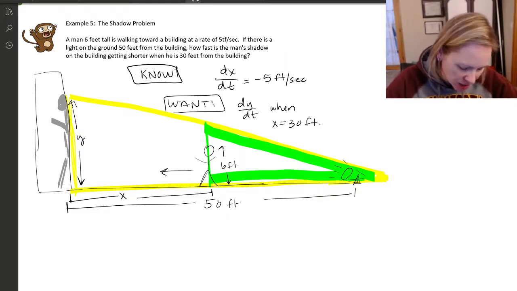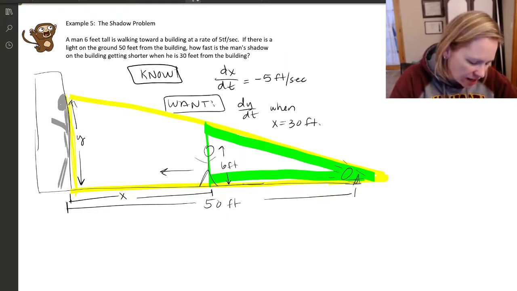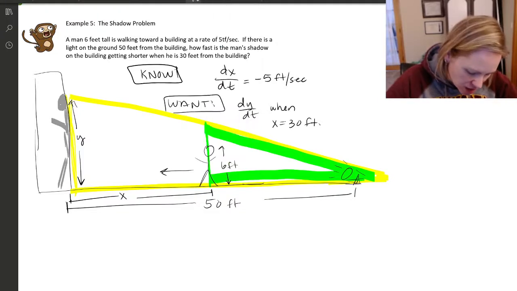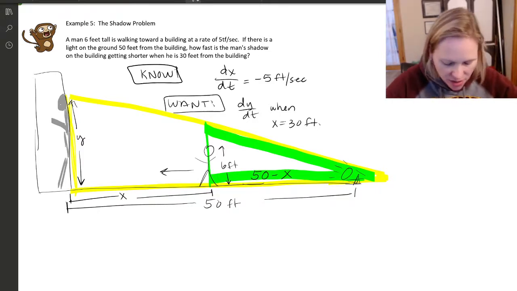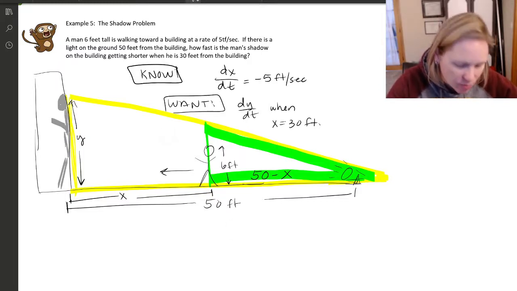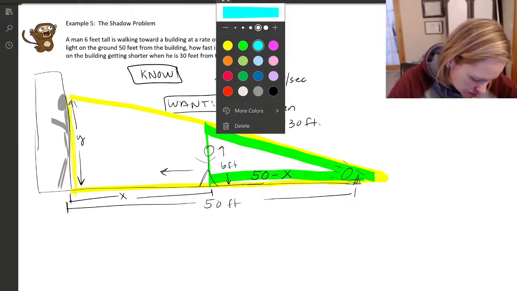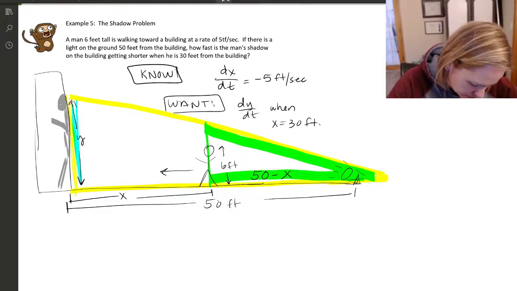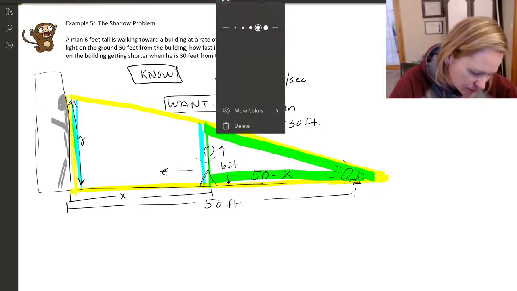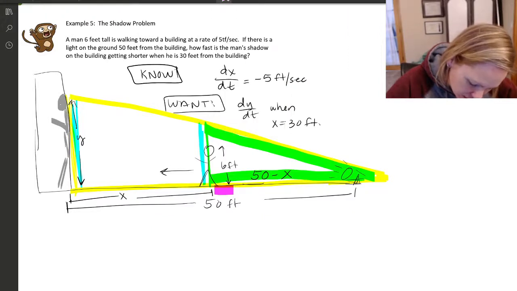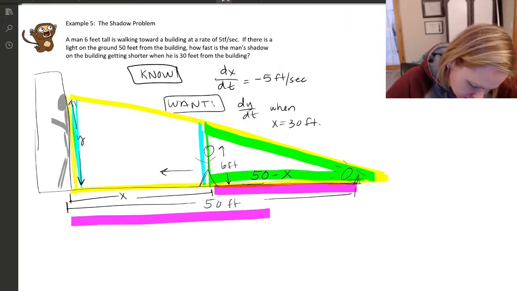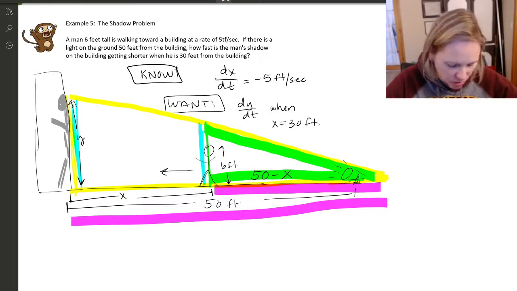But before we do, I need to figure out this little green side, and I need to realize that if I know that this distance from the building to the man is x, this distance here in my little green triangle is going to be 50 minus x. So I need to know something about both sides, and so I'm going to use the y and the height of the man. Those are my corresponding parts. So let me color code those. So this side and the height of the man are corresponding. And then this side and the long length are corresponding.